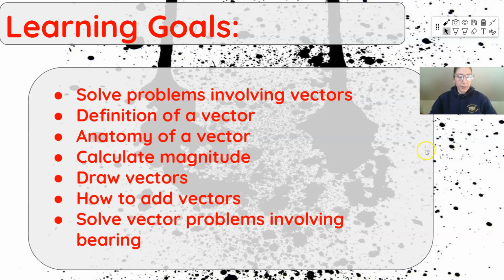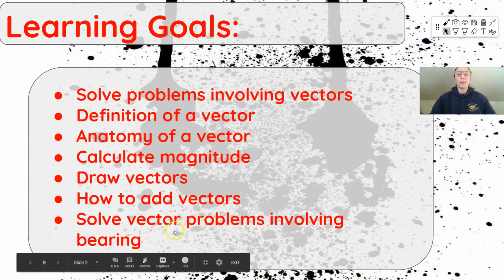So what we will discuss, and this isn't necessarily in order, is solving problems involving vectors. We're going to go over the definition of a vector. We're going to go over the anatomy of a vector because it has a couple different parts that we need to identify. We're going to be able to calculate its magnitude, which is a piece we'll talk about, how to draw a vector, how to add vectors together, and then solve vector problems if they involve bearing. So let's get going.